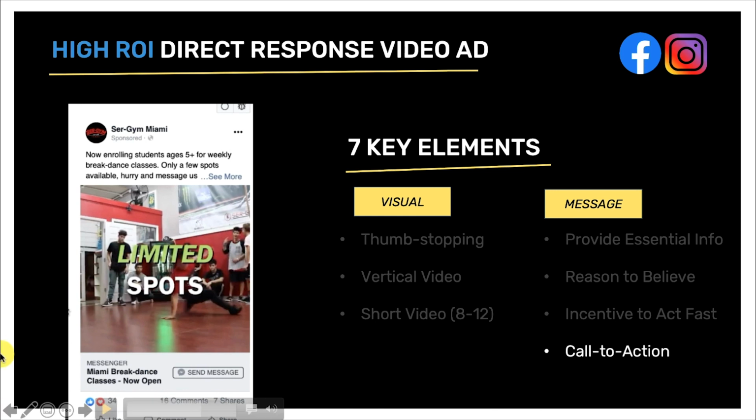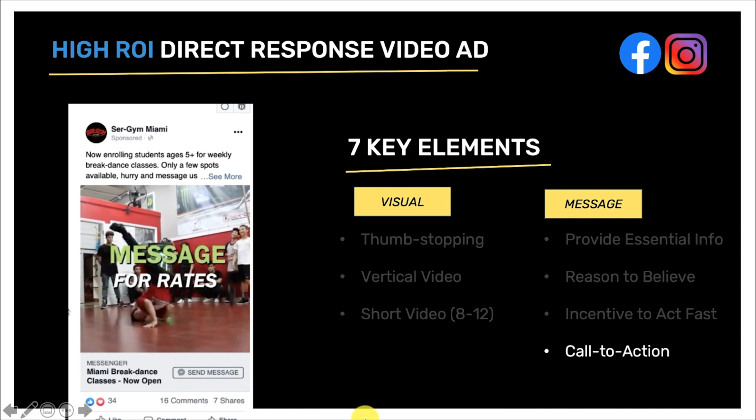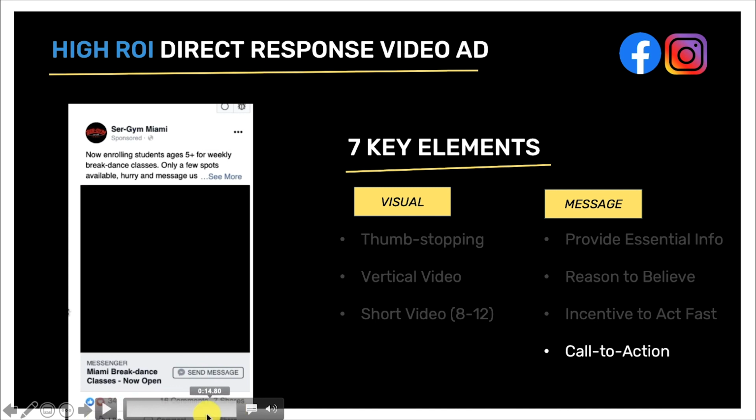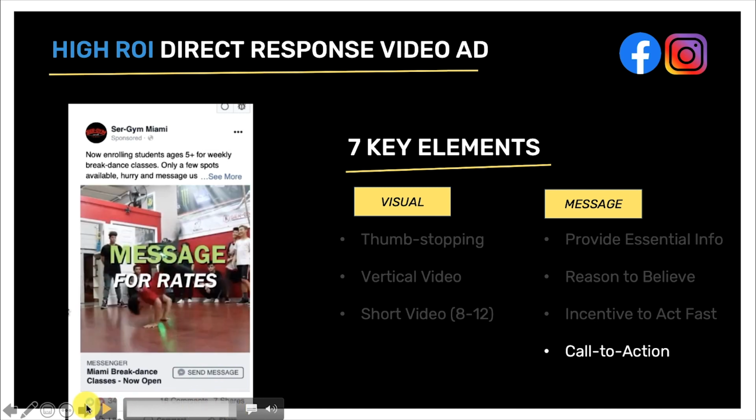And then the last thing that we wanted to do is give them a call to action, let them know what we wanted them to do. And since he didn't have a website, we were sending everybody to Messenger. So we were asking people to message us for rates, which you can see in the last frame of the video.